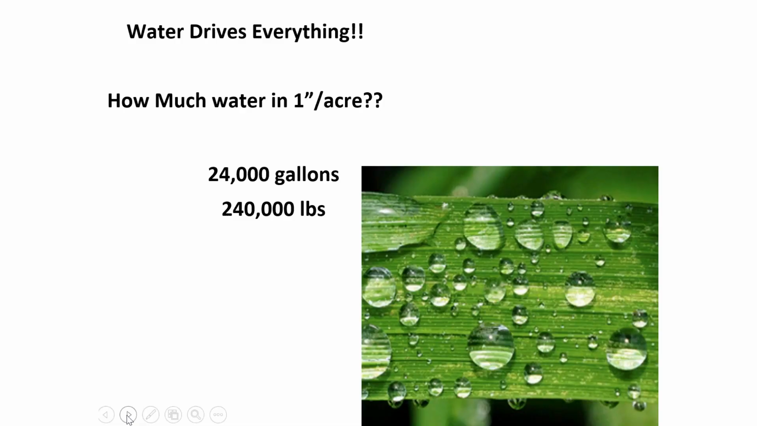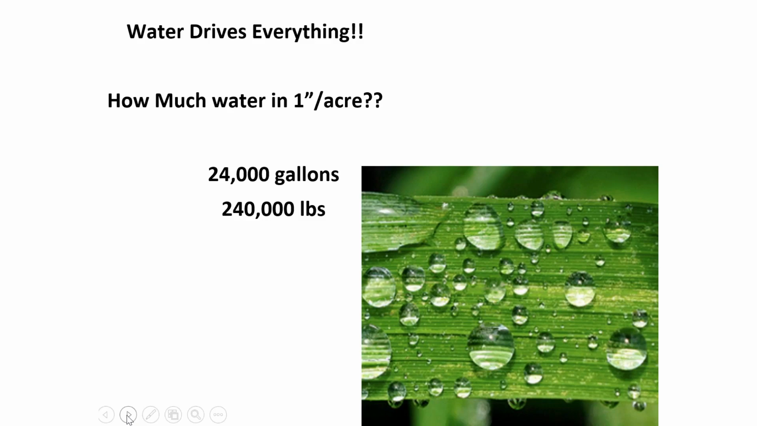So water drives everything. How much water is there in 1 inch per acre? Well, the answer is there's 24,000 Canadian gallons. That's about 240,000 pounds. And most people don't know this, and most people, as I mentioned earlier, don't know how many pounds of water, how many gallons, how many whatever of water it takes to grow anything. And that's a really, really good place to start.